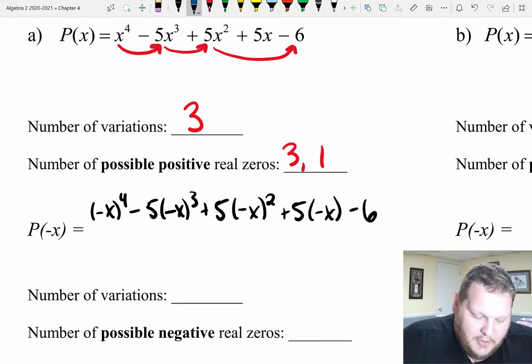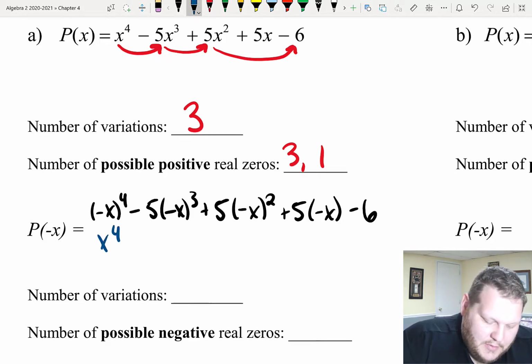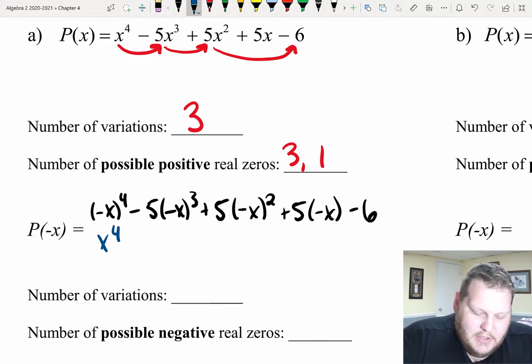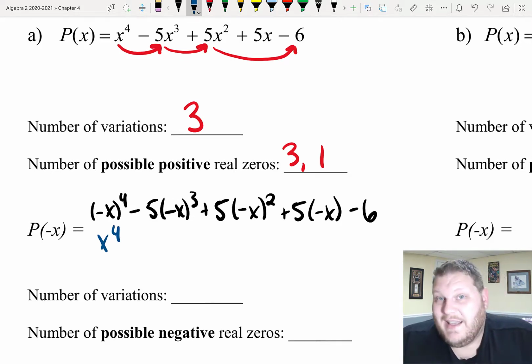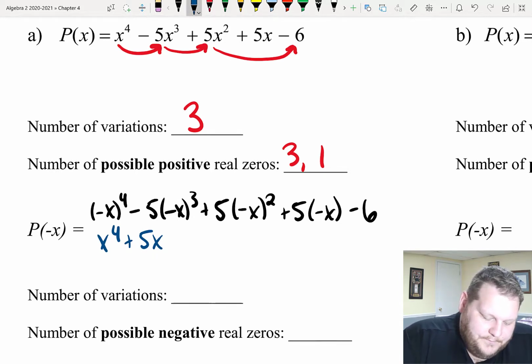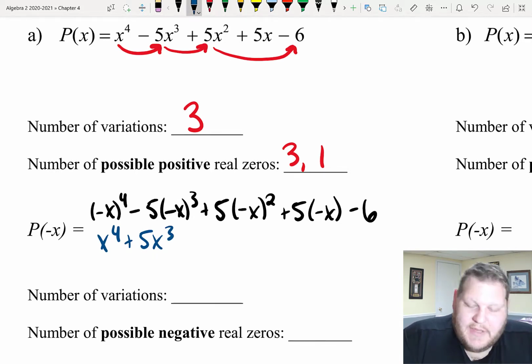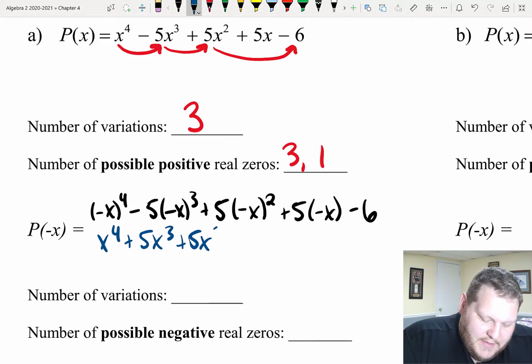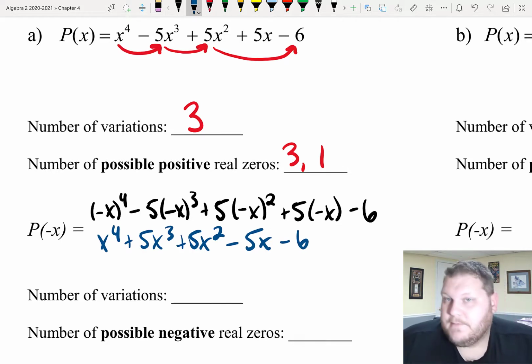A negative x to the 4th power is still a positive x to the 4th. This negative x cubed, or negative x to the 3rd power, is still a negative x after we evaluate, but we have that negative out in front, so that's going to become a positive 5x cubed. Negative x squared is a positive x squared, right? Negative times a negative is a positive, so this stays as positive 5x squared. This is now negative 5x, and that is negative 6.